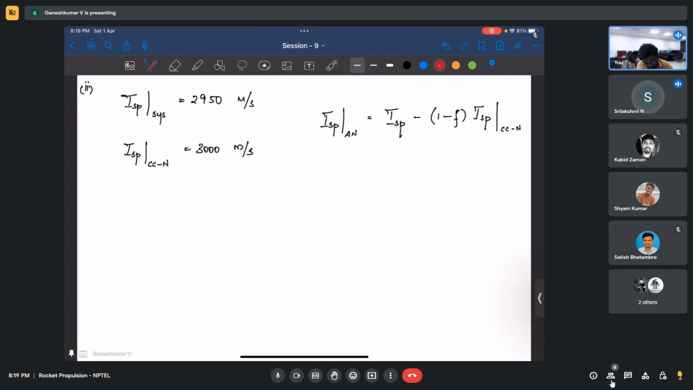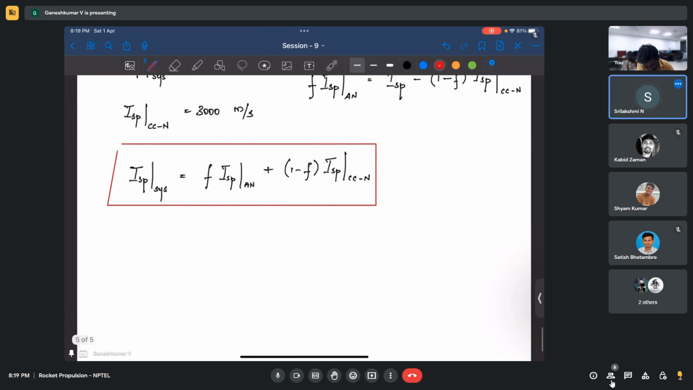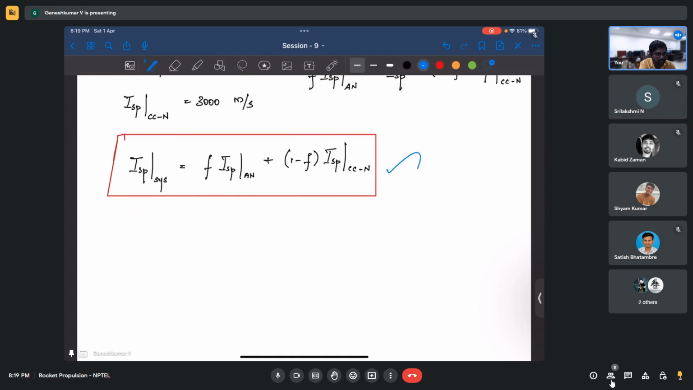Correct, yes. There's going to be F here, right? So basically, what you are trying to say is, maybe I will write it like this. F times ISP of auxiliary nozzle plus 1 minus F times ISP of the main combustion chamber and nozzle. This is what you are telling. So it is right. This is the equation we are going to use. But we should know how this equation came. Why should we multiply by mass fraction or fuel fraction?